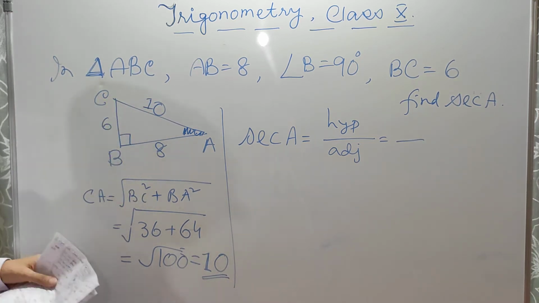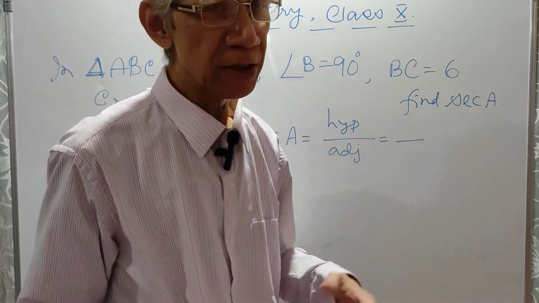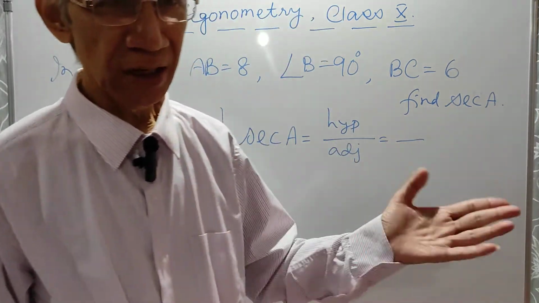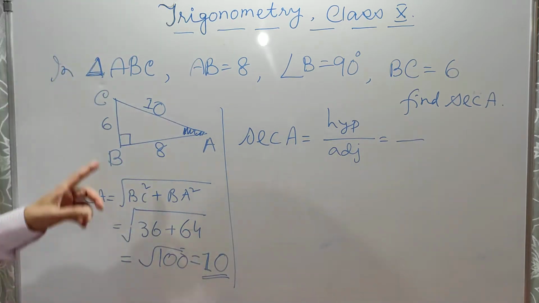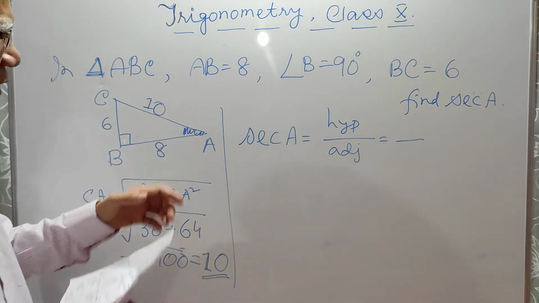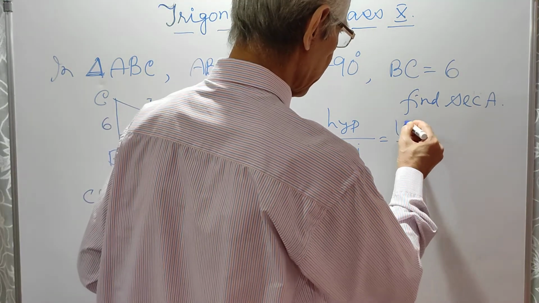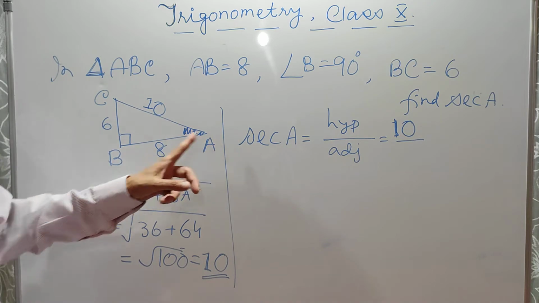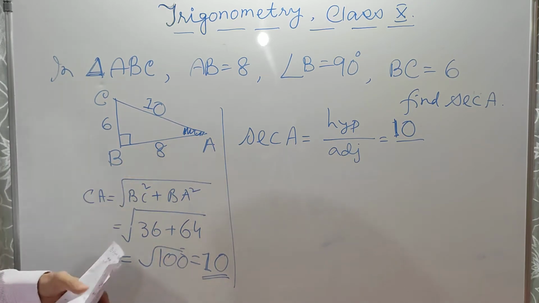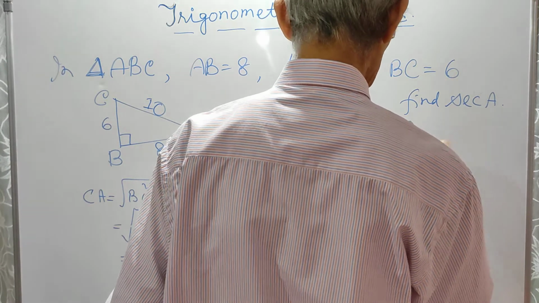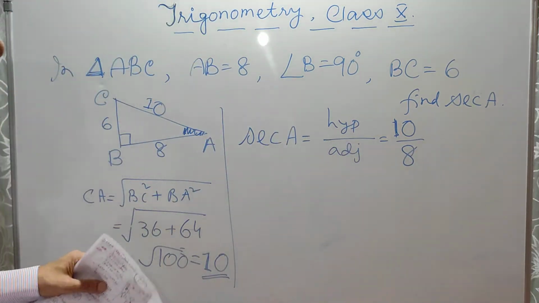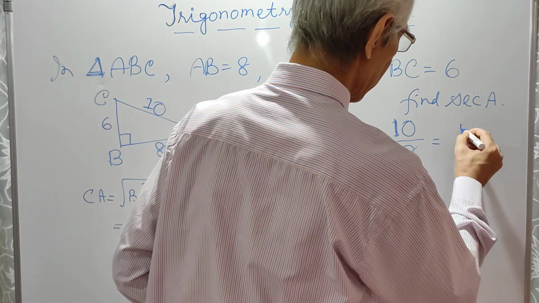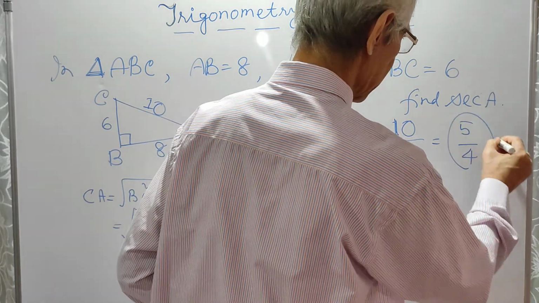So 6, 8, 10 are Pythagorean triplets, like 3, 4, 5. There are many Pythagorean triplets. Now the hypotenuse is 10 and the adjacent is 8, so sec A is 10 by 8. Cancelling, we get 5 by 4. This is the answer.